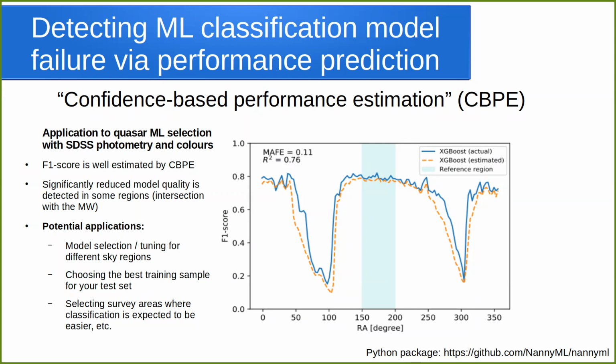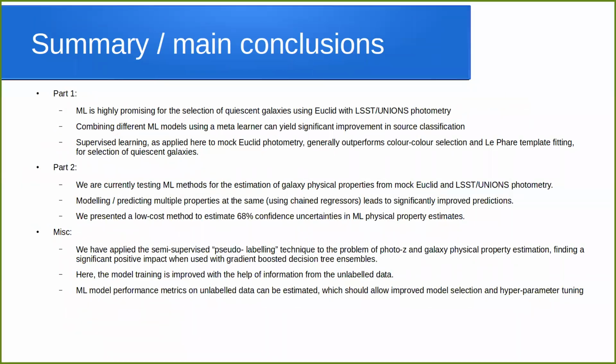Yeah, and so I think there are probably good applications for it. I mean, you could also use it for selecting a survey area where you think a model will perform better, for example, because you might just think, well, we do actually want to have good classifications for objects. Anyway, that's the final slide.